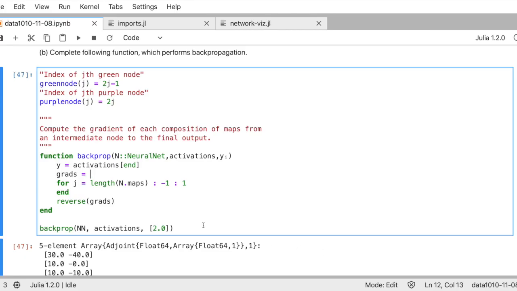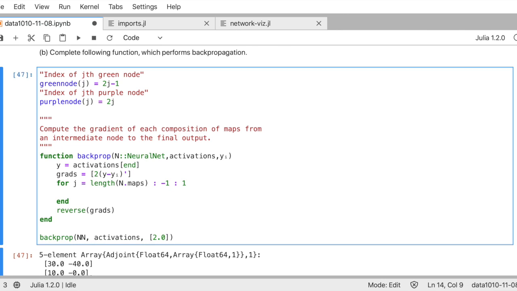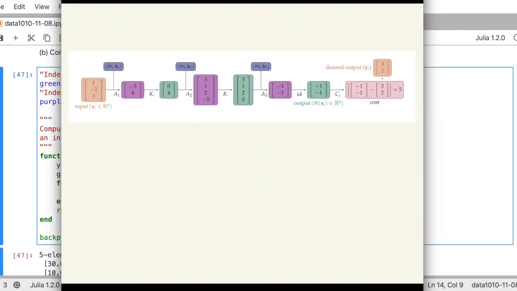So let's do it. Let's start our list of gradients with the derivative of the last function, which is the cost function, which we decided is 2 times y minus yi transpose. And then for each map, we'll just walk back through the diagram. So we have our layers enumerated, j equals 1, j equals 2, and j equals 3. And for each one, we'll just account for the activation we used, and then this affine map, and then loop through all the way back to the beginning.